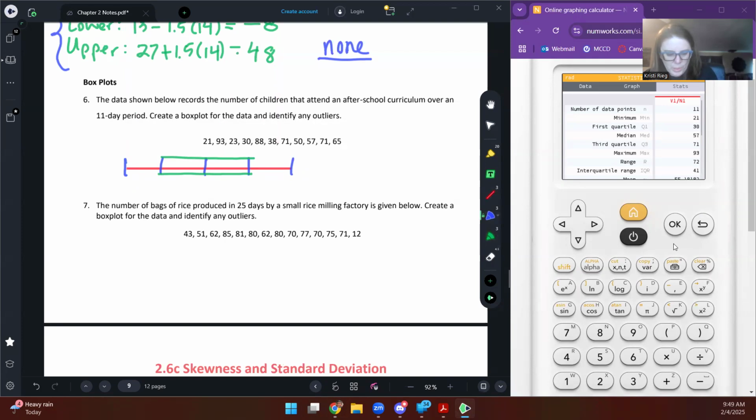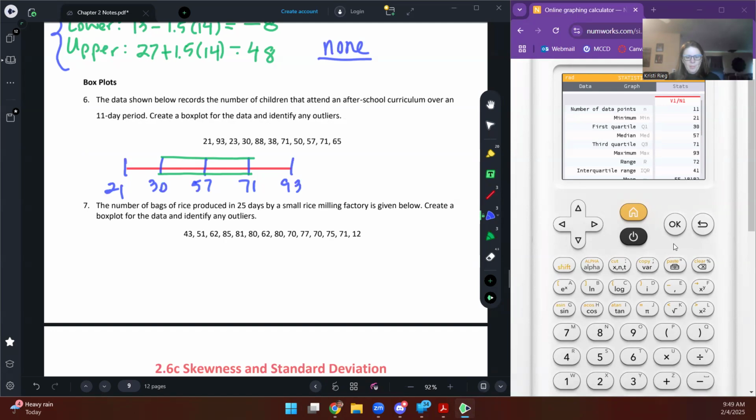So the minimum is 21. Q1 is 30. The median is 57. Q3 is 71. And the maximum is 93.